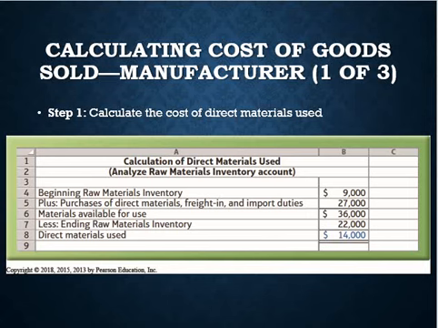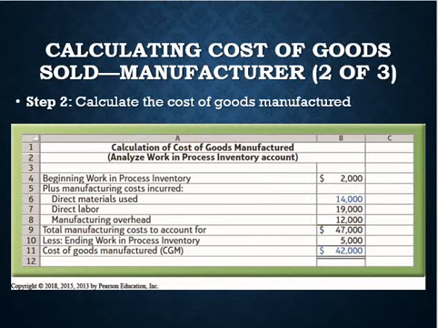Okay, so the next schedule that you will complete is called the cost of goods manufactured. This is the second part of the 3 steps. Sometimes some of the problems will be really easy. So they'll tell you direct materials are this, direct labor is this, manufacturing overhead. So it's nice and simple. All you'll have to do is input the numbers.